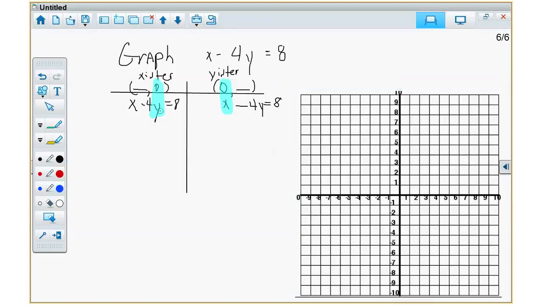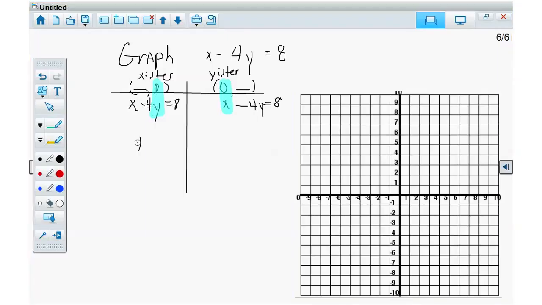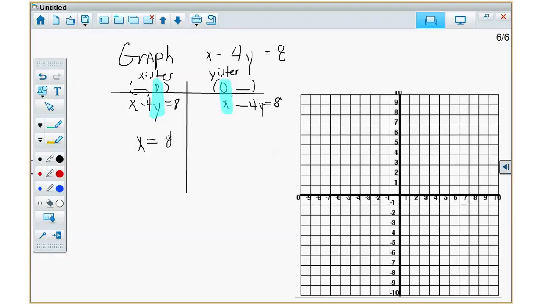All right, tell me what happens here. What happens to the negative 4y when you plug that 0 in? Cancels out and you're left with x is equal to what? And that 8 goes right here. All right, what happens to the x term? It zeroes out, so you're left with negative 4y is equal to 8.